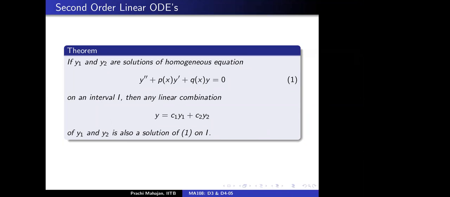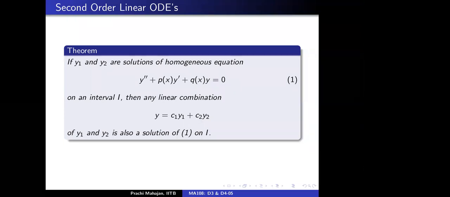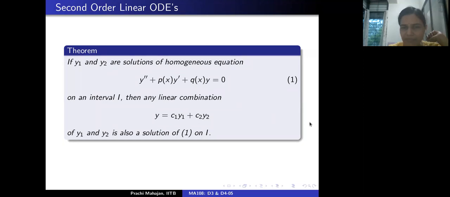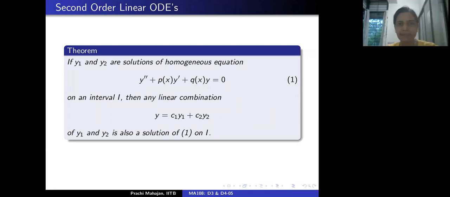What is the homogeneous equation here? Homogeneous means that the right hand side is 0. If there was a function R(x) on the right hand side appearing here in equation 1, that would be non-homogeneous. That's the definition of a homogeneous equation. So is this okay with everybody? Yes, ma'am. Okay, this theorem is fine. All right, let's go ahead.